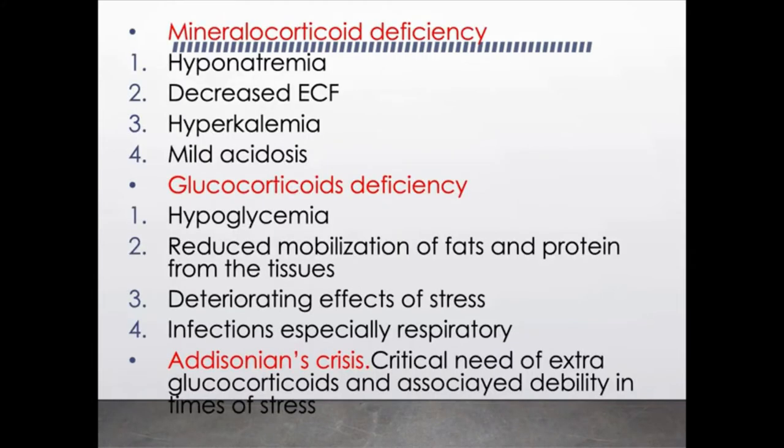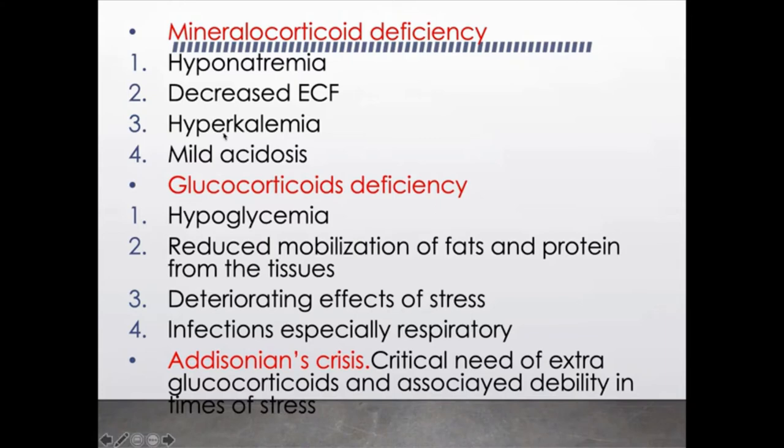So what happens to them? For example, if there is a mineralocorticoid deficiency, as you have already studied, aldosterone causes the reabsorption of sodium accompanied by the reabsorption of water. So when there is no aldosterone or less aldosterone, it will lead to slight hyponatremia. As we have discussed already, it won't be a grave hyponatremia because, due to the relative reabsorption of water, the concentration is maintained. It will also affect the extracellular fluid volume: when there is less sodium and less water reabsorption, obviously the extracellular fluid volume will decrease.